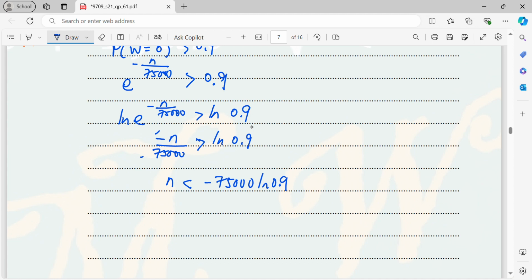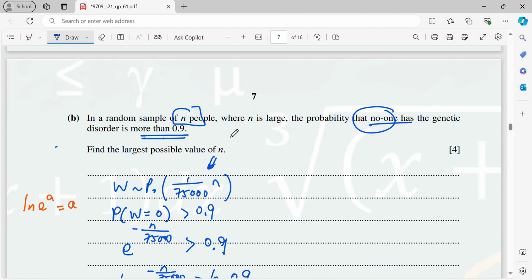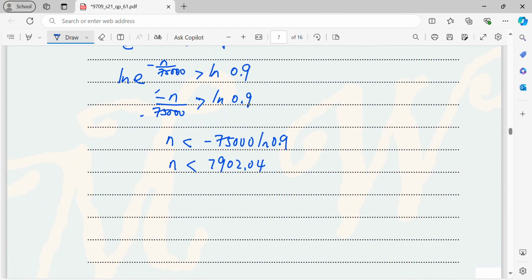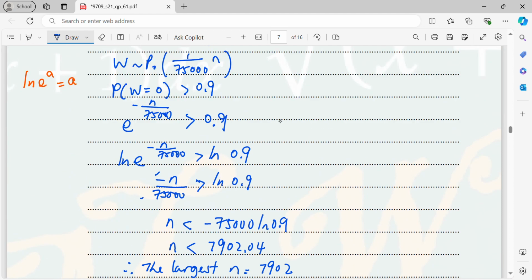When you calculate this value, it is going to be 7902.04, so n is less than this value. The question asks for the largest possible n. Now we know that n is the number of people, so it cannot be a decimal. Since n is less than this value, your largest n will be 7902. Okay, so that is the solution of this question.